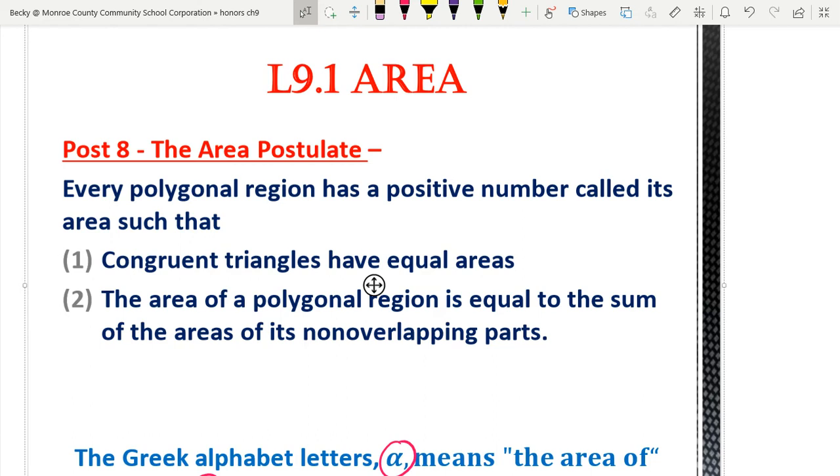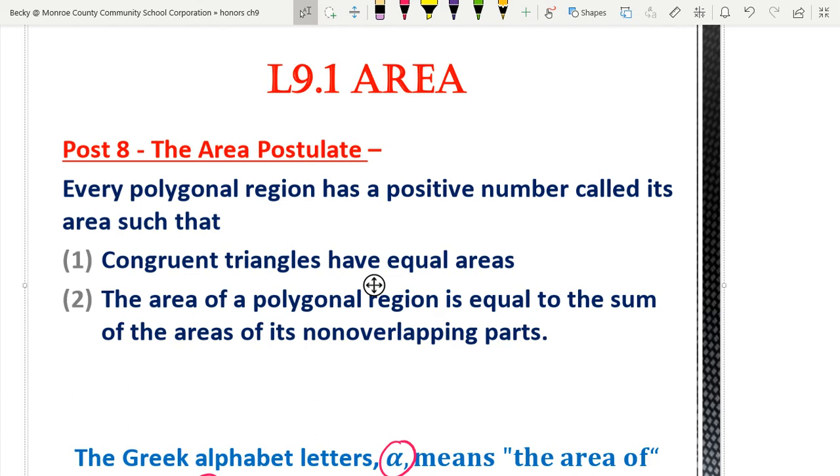Whenever you're justifying that two triangles have the same area and they're congruent, you're just going to reference postulate 8, and we'll do that here in a second. And the second part is whenever you have a big weird shape, you did this in middle school, you break it down into smaller shapes that are easier to deal with, and you find each of those areas, and then you just add up all those parts, and you know the area of the big weird shape. So the area of a polygonal region is equal to the sum of each of the non-overlapping parts.